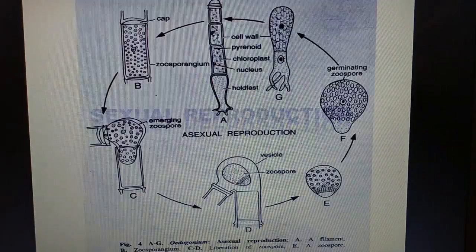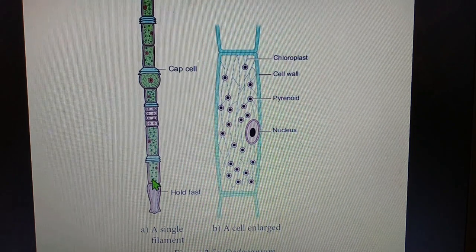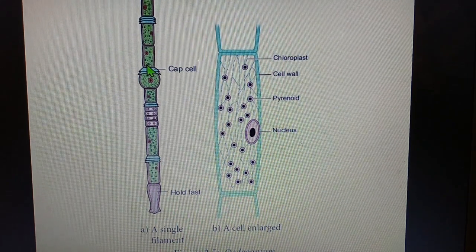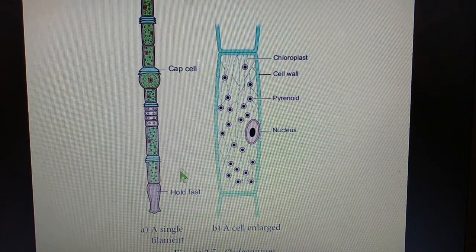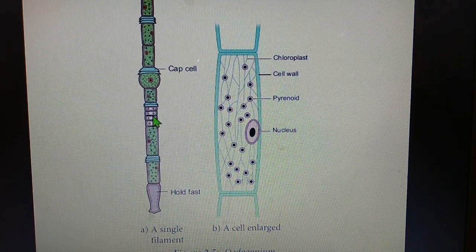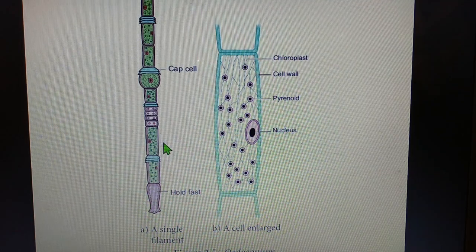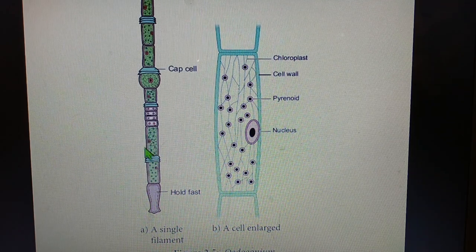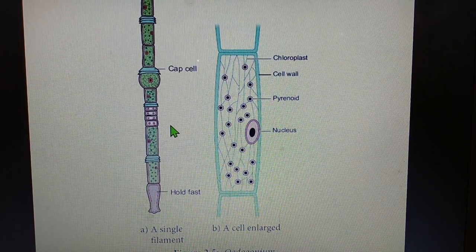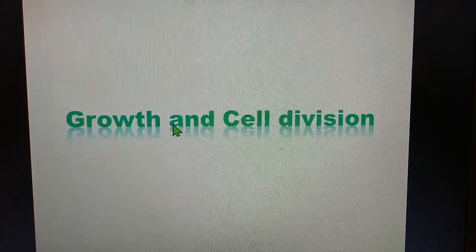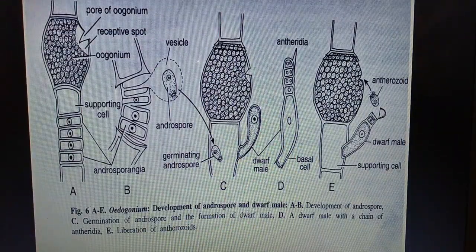Now as you can see here the structure of Oedogonium, this one we have already studied. You can see there is no branching, or there is no dwarf male in this case. So the dwarf male will develop from the androsporangium. The androsporangium will start to form and it will produce androspores, and those androspores will form the dwarf male. So let us take a look at that here. As you can see what happened.